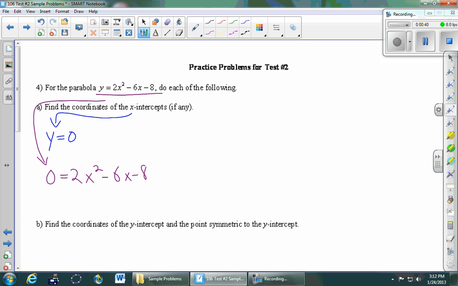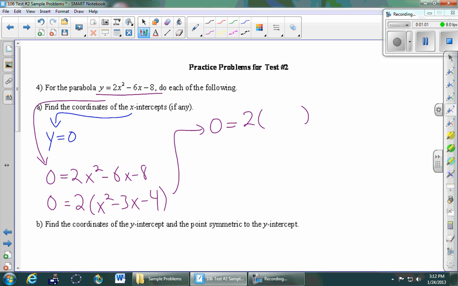One thing you might notice is that there's a common factor you can pull out of all 3 terms on the right-hand side. So what number goes into all 3 of those coefficients? It's a 2. And so we'll go ahead and factor that 2 out of everybody. And now I'm going to try to factor the thing in the parentheses, which is easier than the original. So factoring the thing in the parentheses is probably going to end up looking like that.